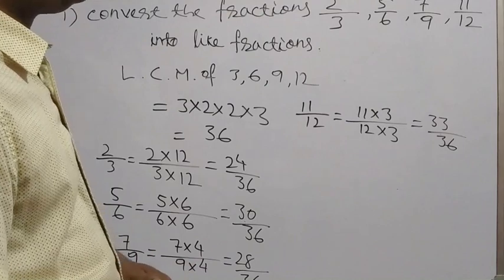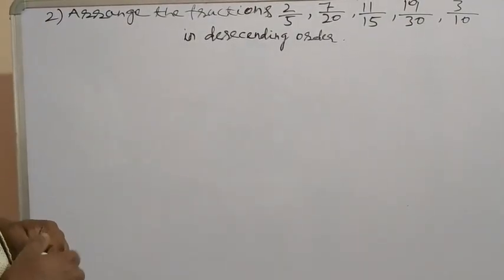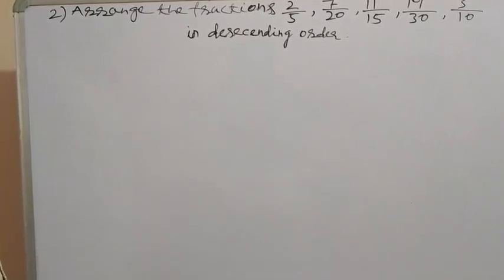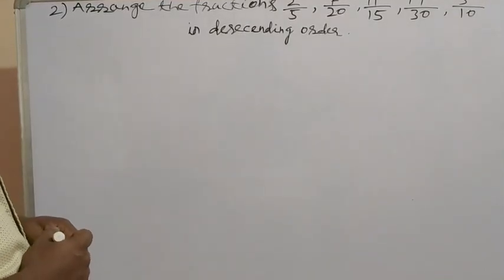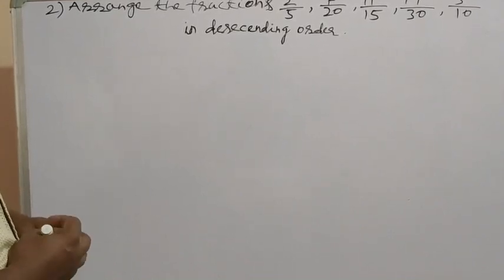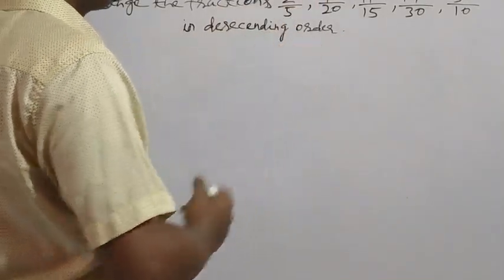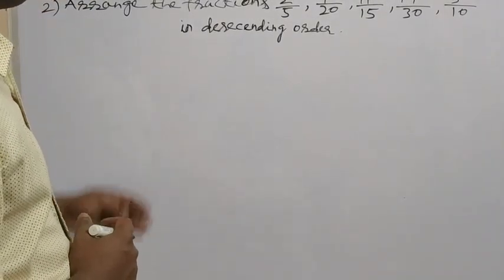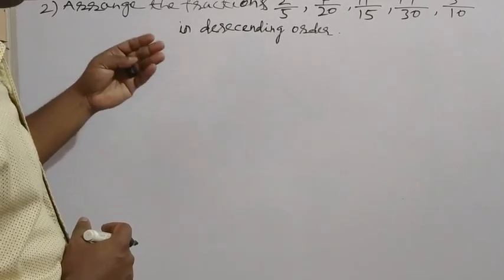Now another one I am doing. The next question is: arrange the fractions 2 by 5, 7 by 20, 11 by 15, 19 by 30, 3 by 10 in descending order. Descending order means from higher to lower. So all the fractions we have to arrange from higher to lower. Here the values are different. How can you know which one is greater and which one is smaller? To know it, we have to make them equivalent, like fractions, as in the previous problem.